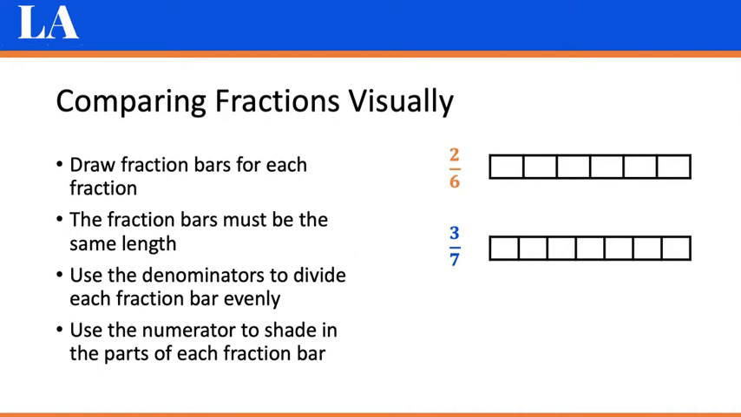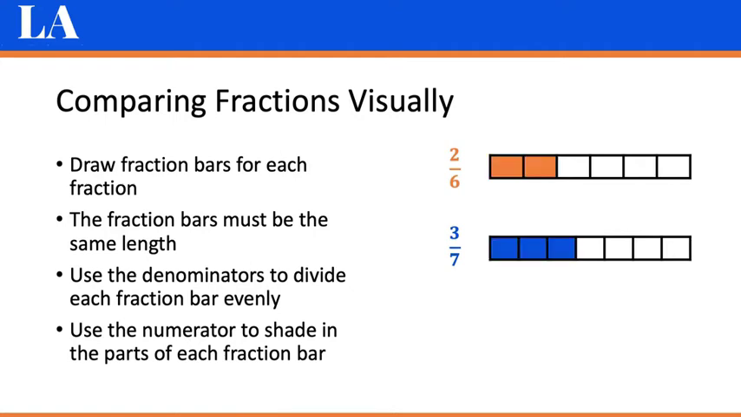Next, we're going to look at the denominators for each fraction and then divide that fraction bar into equal parts. So the denominator here is 6, so I've divided this fraction bar into 6 equal parts. The denominator here is 7, so this fraction bar is divided into 7 equal parts.